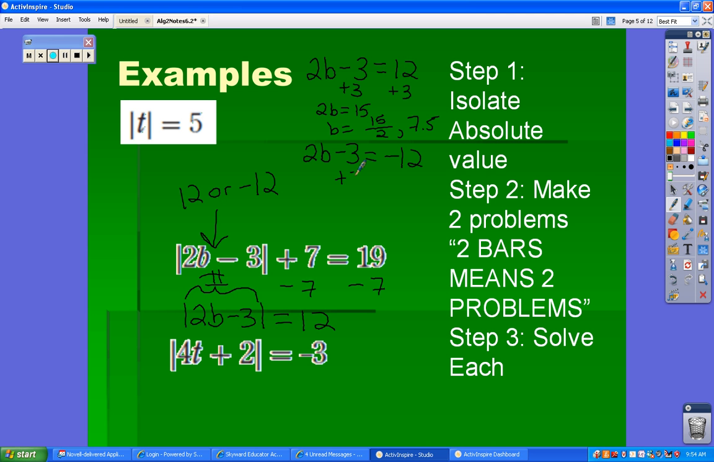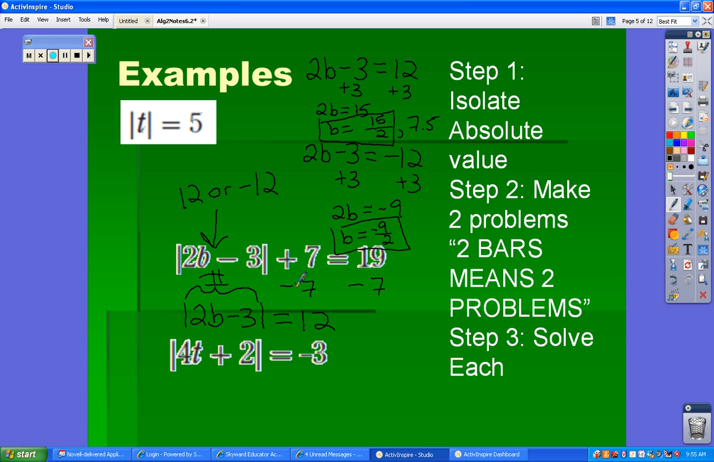Okay, second problem, plus 3 plus 3. 2b equals negative 9. b equals negative 9 over 2. When I plug in negative 9 over 2 and 15 over 2 into this equation, I will get 12 and I will get negative 12. But the absolute value of both of those equals 12, so that's why there are 2 answers.